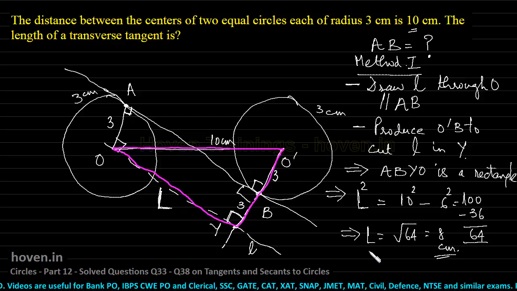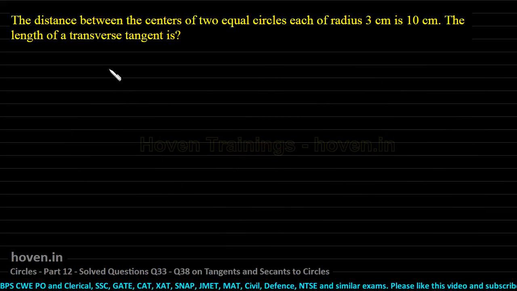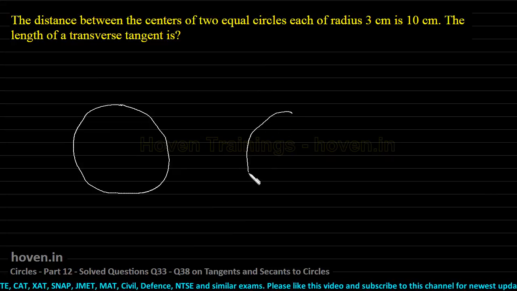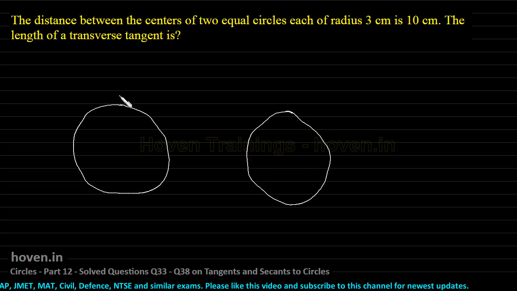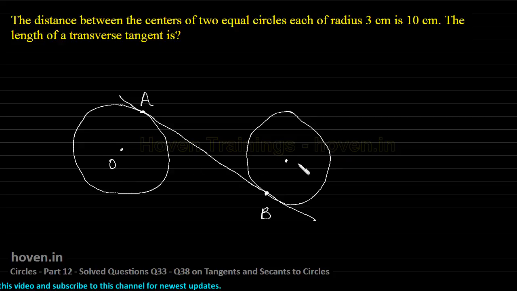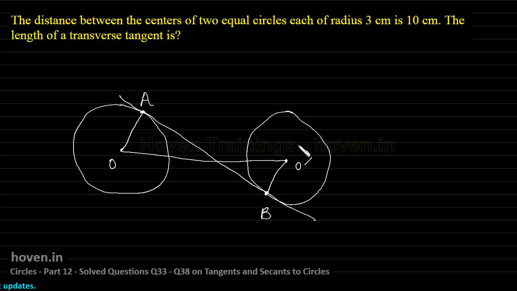Let me solve the same question by the second method. I am clearing the board. We have two circles. Let me draw them quickly. And I have to find the length. Mark it A, mark it B. This is the center, this is the center. Join it, join it. This joining OO dash has been given to us as 10 centimeter. I am writing method 2.